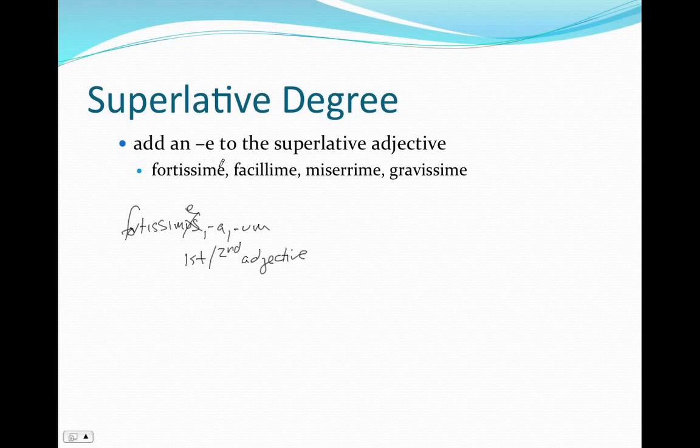So fortissime, most strongly. Facillime, most easily. Miserrime, most wretchedly. Gravissime, most heavily. So the superlative degree is a very consistent and regular formation.